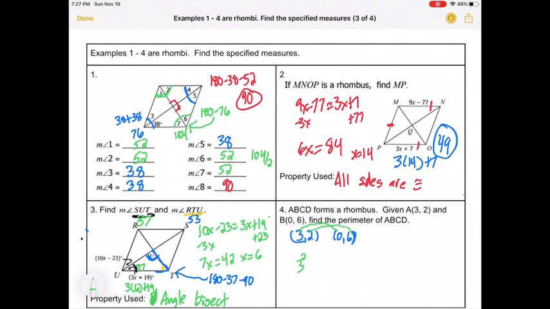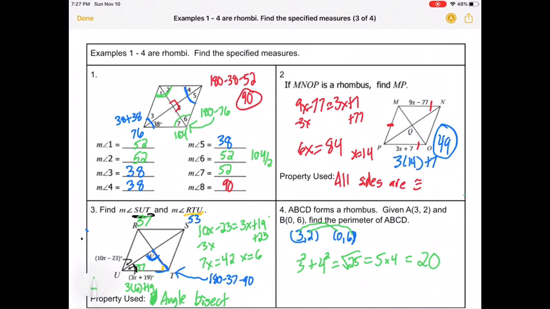The y's, 2 and 6, are 4 apart. So you would do 3 squared plus 4 squared, which would give you 25. Then you need to square root that. So it is 5. Then they want you to find the perimeter. All 4 sides of a rhombus are the same. So you would do 5 times 4 to give you a total perimeter of 20.